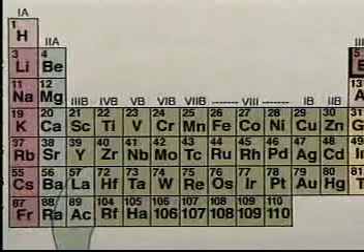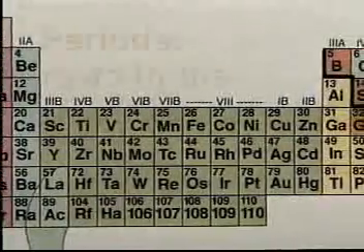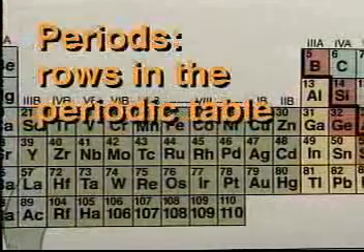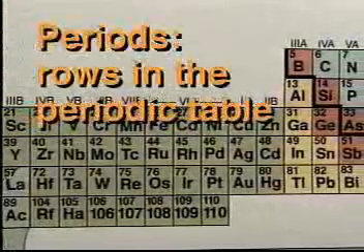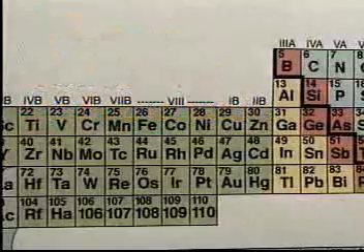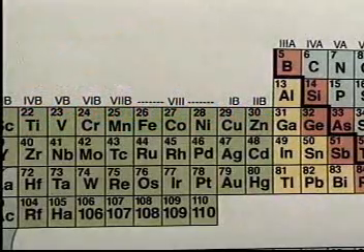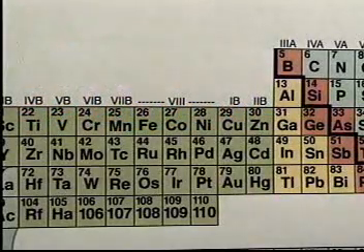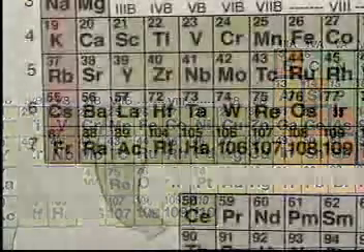The rows in the periodic table are called periods. Unlike the elements in families, elements in periods do not have a great deal in common. By looking at elements across the periods, we notice some interesting patterns. There are 7 periods or rows.